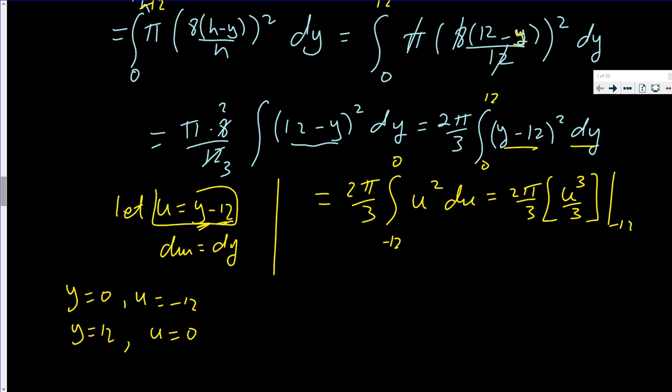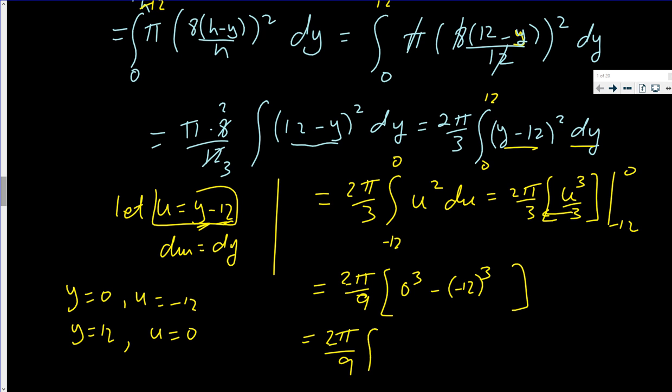Okay, so it goes from negative 12 to 0. I'm no longer panicking. So you have 2 pi over 3. Well, I'll factor out the other 3 to make it 2 pi over 9. So we have 2 pi over 9 times u cubed. You get 0 cubed, and then minus negative 12 cubed. Well, 0 cubed is 0 minus negative 12 cubed. That's a negative times a negative times a negative, which is a negative, so minus it makes a positive.